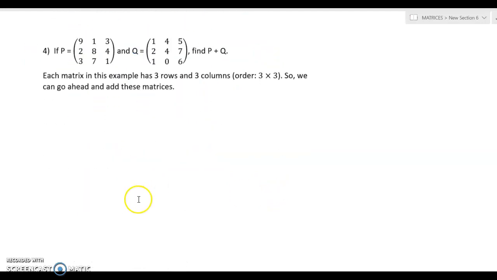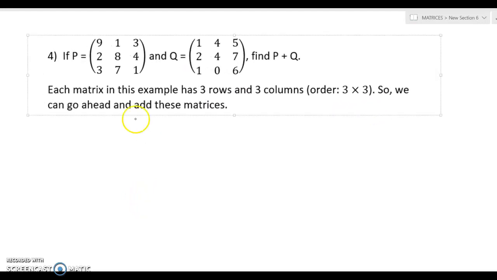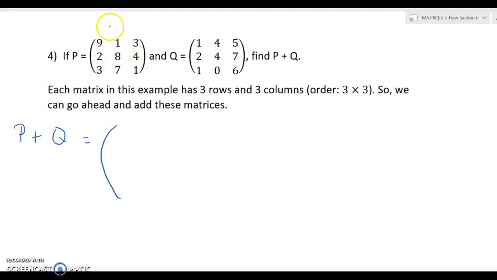So now we have P and Q. They both have 3 rows and 3 columns, so we can go ahead and add them. So P plus Q. This is a big one. I want to rewrite the two of them separately. First entry, 9 plus 1. Then 1 plus 4. Then 3 plus 5. That was the first row we handled.